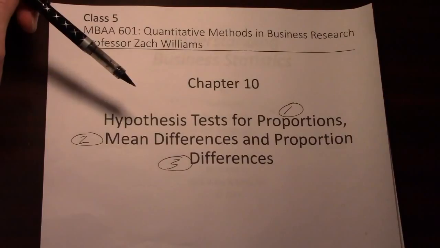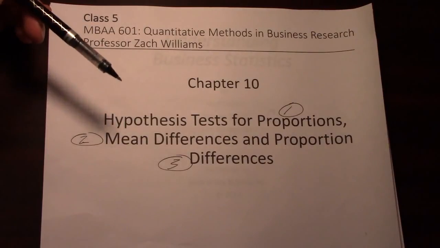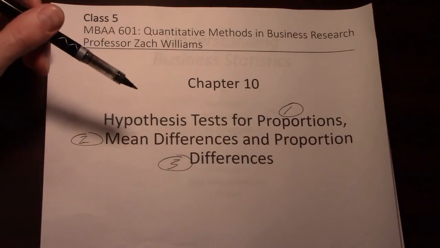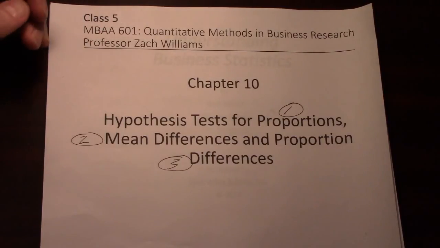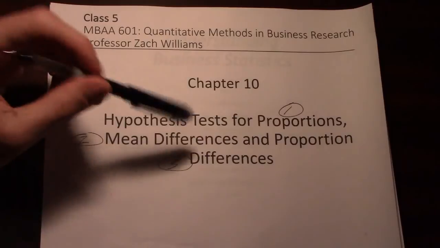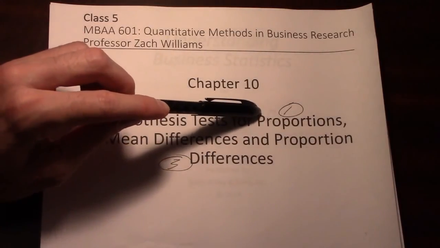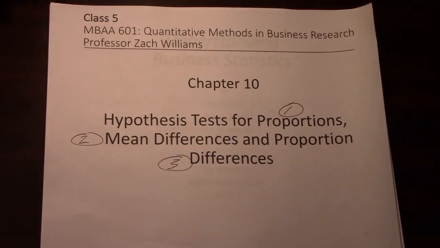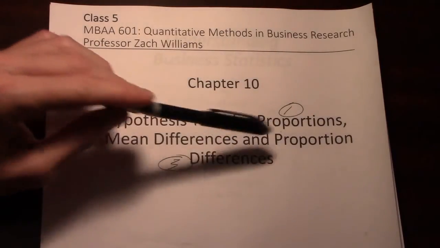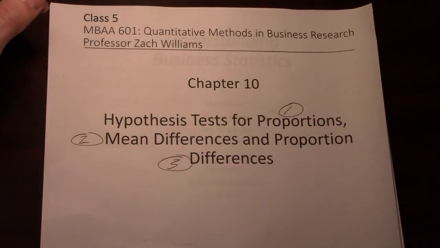In class 4 we used the sampling distribution of sample means to see how unlikely any particular outcome might be. Similarly, we're going to use the sample distribution for sample proportions to figure out how unlikely any proportion would be. Same thing for mean differences, same thing for proportion differences.